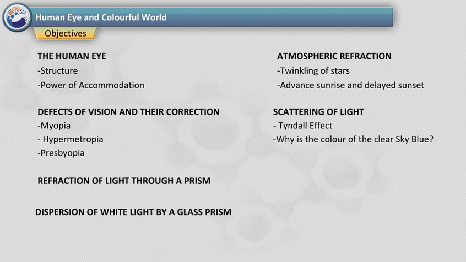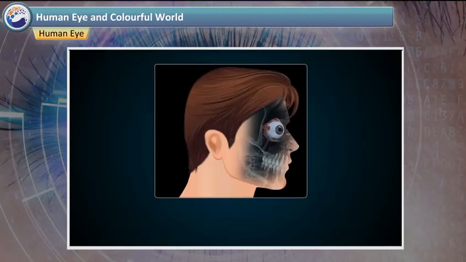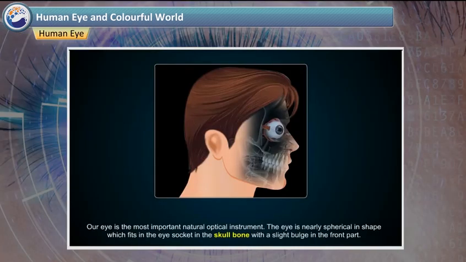Why is the color of the clear sky blue? Color of the sun at sunrise and sunset. Structure of human eye. Our eye is the most important natural optical instrument. The eye is nearly spherical in shape, which fits in the eye socket in the skull bone with a slight bulge in the front part.